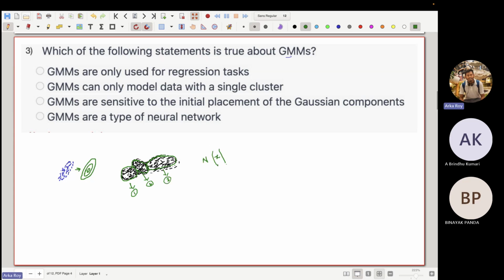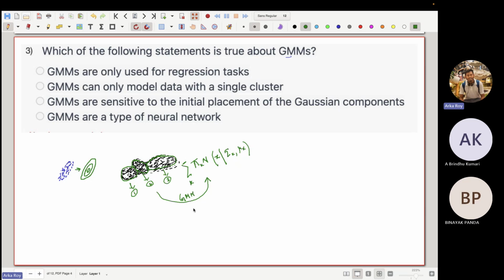So N of x given mu k and sigma k, and you have weighted them using some weighting factor pi k, and then you can do the summation over k. So this is how you can use the definition of Gaussian mixture model to generate a model for a difficult data distribution. There you can fit piecewise Gaussian distributions to create the probability density function for the data set.